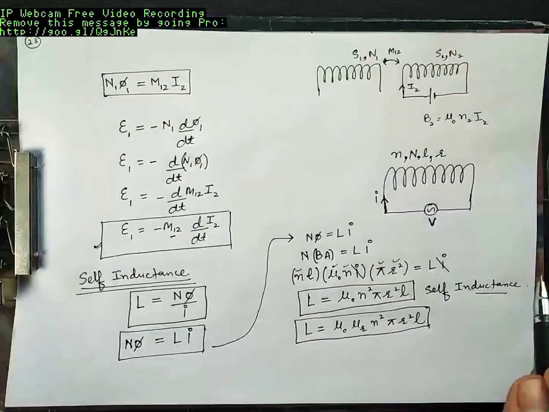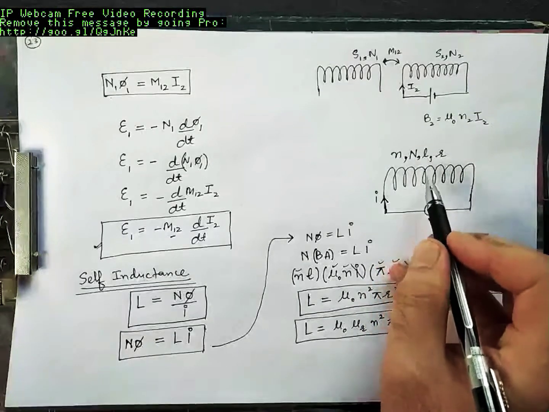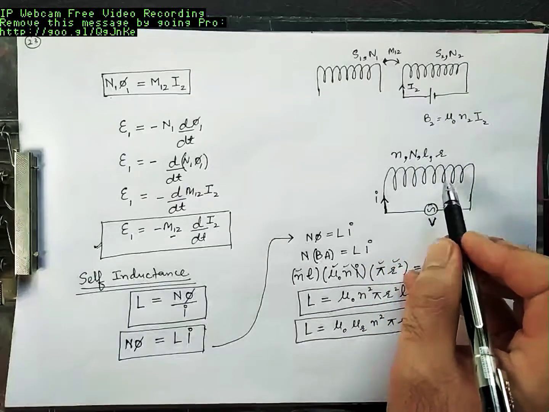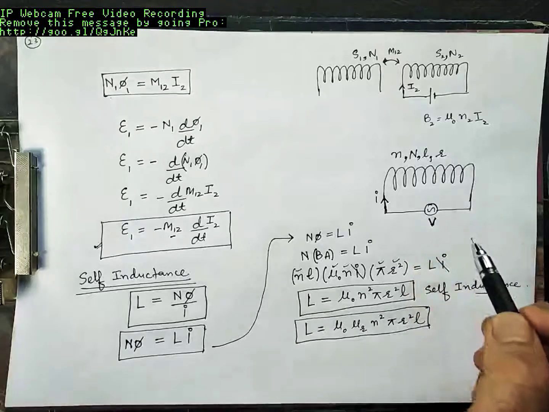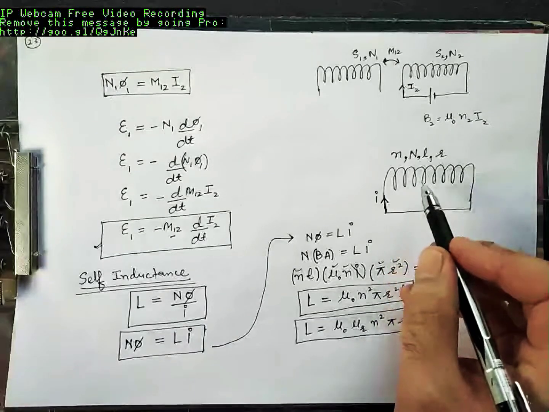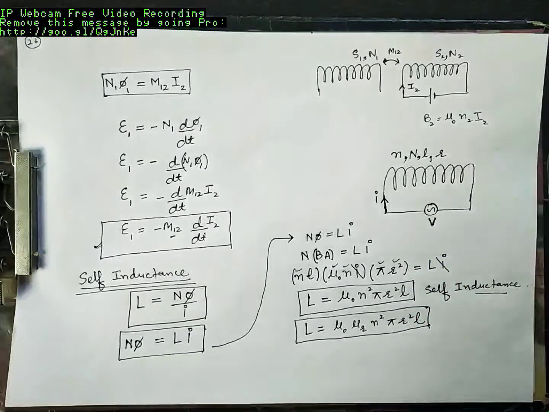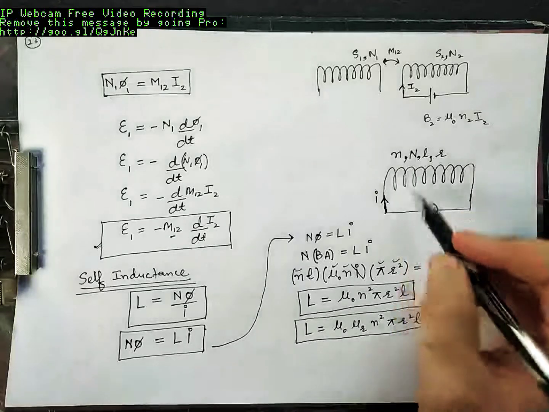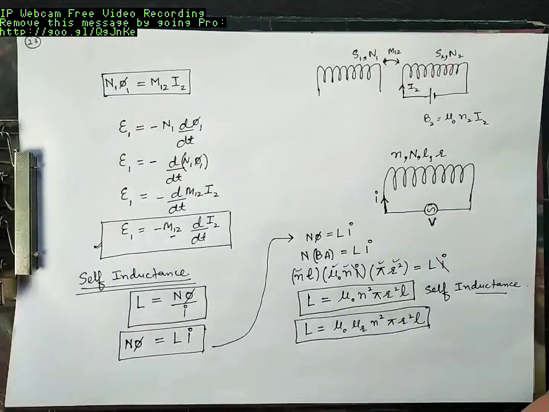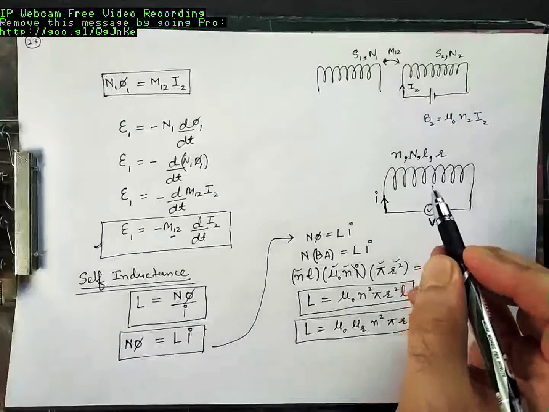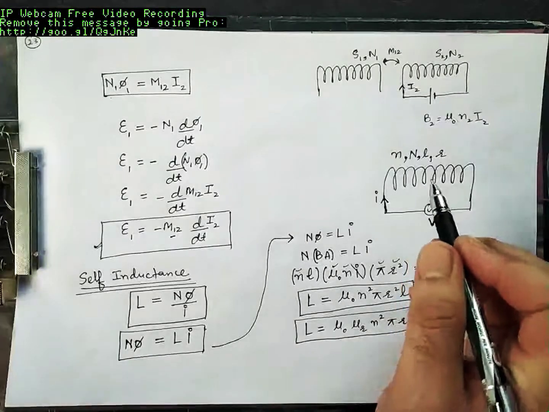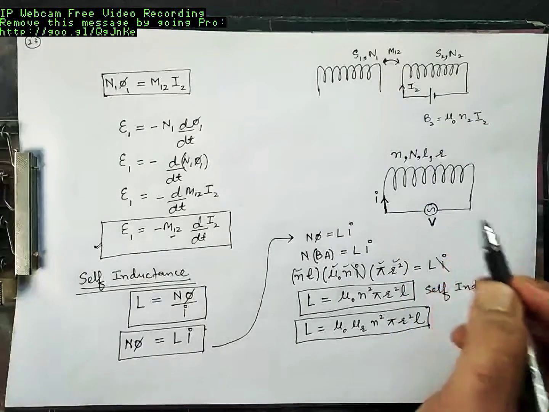Now you remember Faraday's law? You have a coil which is experiencing a changing magnetic flux. What happens to a coil which experiences a changing magnetic flux? An induced voltage is developed inside the coil. A voltage is induced inside the coil. Remember that? And that induced voltage has a polarity such that it opposes the cause which is producing it.